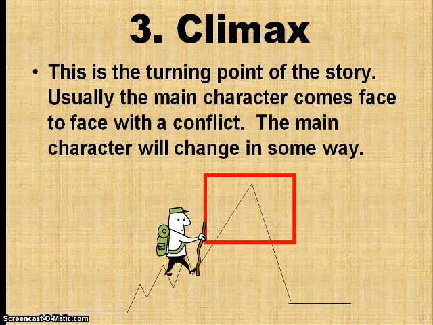This brings us to the climax, and this is also known as the turning point of the story. It's usually where the main character comes face to face with the conflict. It could be a battle scene if we're talking about two characters against each other, a protagonist and an antagonist. And during the climax, the main character is often going to change in some way. And it's usually the part where we're going to see everything come to fruition and see the character either achieve their goal or fail.